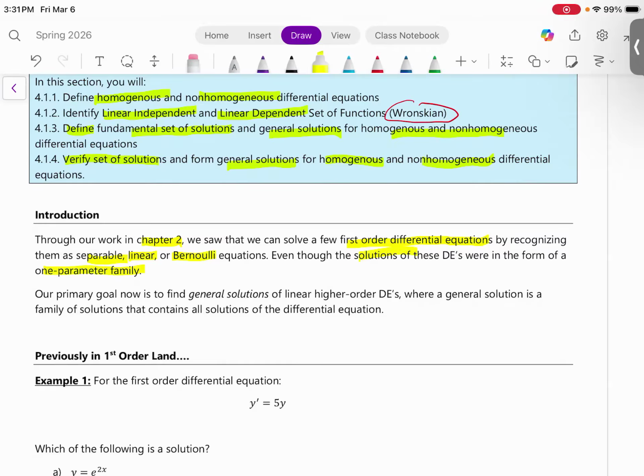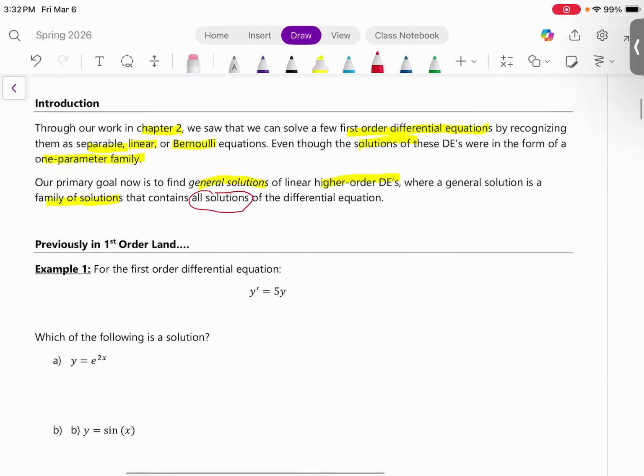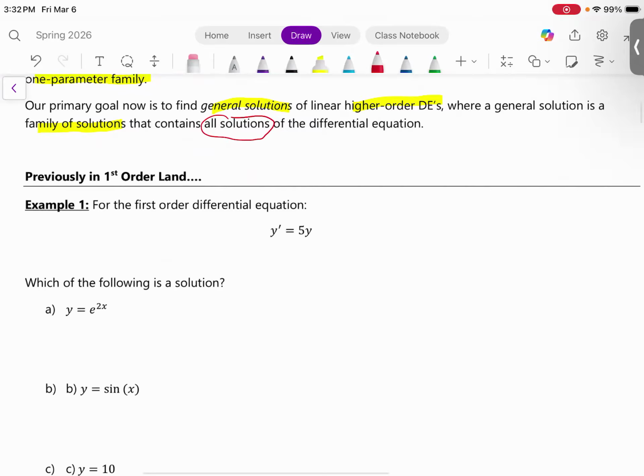So now, as we move towards higher order differential equations, we want to find general solutions to these, where a general solution is a family of solutions that contains all solutions of the differential equation. So we're transitioning from a one-parameter family to a general solution. We're talking about first order, second order, higher order. Let's backtrack a little bit and revisit what a first order differential equation is.